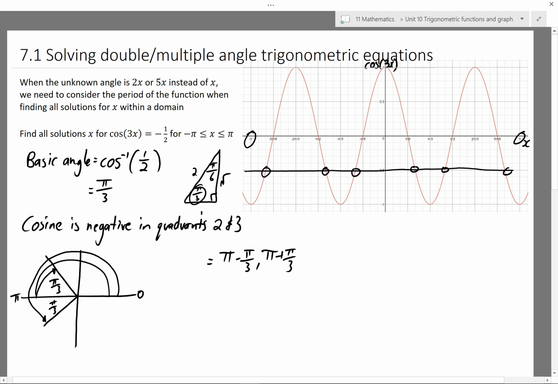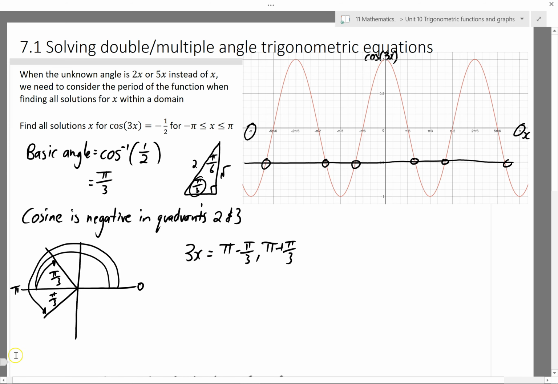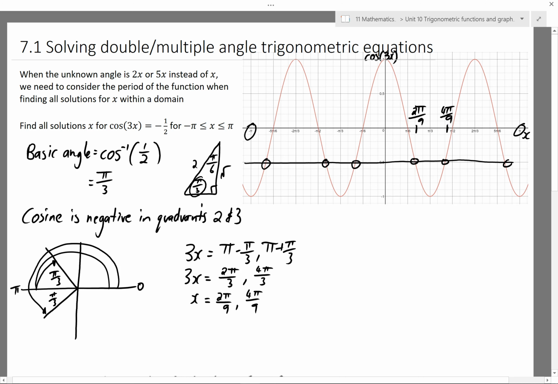But remember, I'm solving an equation for 3x. So these solutions are actually 3x. I can now simplify my solutions here. So I really have 3x equals either 2 pi on 3 or 4 pi on 3. So for my solutions for x, which is what I'm trying to find, I'll divide everything by 3. So 2 pi on 9 and 4 pi on 9. And what I've found are these two solutions, 2 pi on 9 and 4 pi on 9. Those two x values, when multiplied by 3, have a cosine value of minus a half.